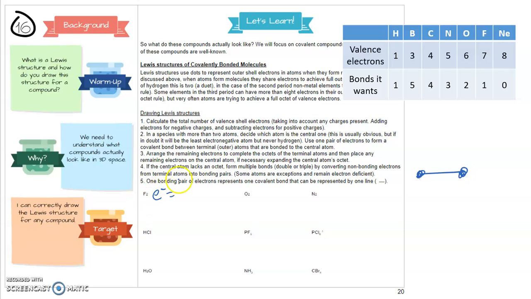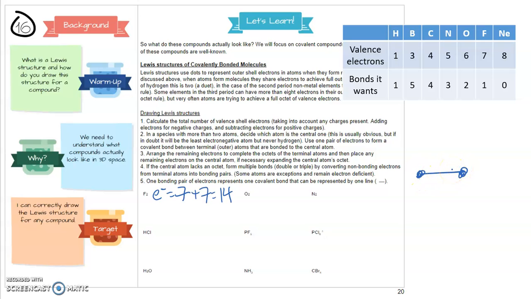So each F, if we come back to this cheat table here, each F has 7 valence electrons. It wants 1 more, so we'll deal with that in a second. But right now we're counting up how many valence electrons it already has. So each F has 7, so 7 plus 7, because there's 2 of them. That means we have 14 valence electrons at play. That means you need to be showing 14 dots when we draw this whole structure. Remember, a line is 2 dots when we use a line.